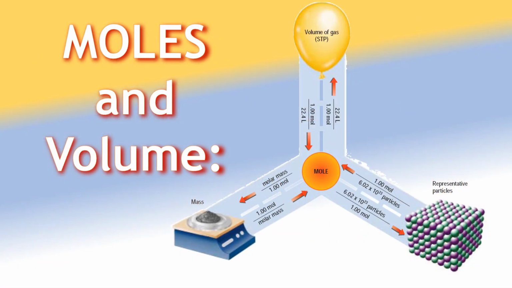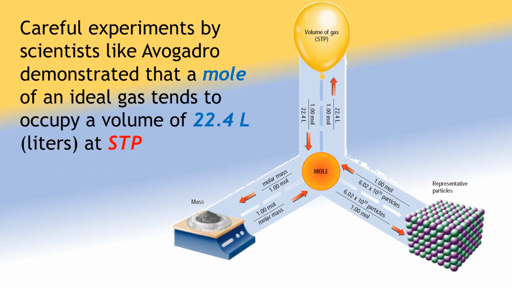Now let's turn to a slightly different matter, which is volume. Remember, in the first semester, we looked at gas laws, and we talked about an ideal gas and how it occupied a certain volume at STP. And careful experiments by scientists like Amedeo Avogadro demonstrated that if you have 1 mole of a generalized ideal gas, it tends to occupy the same volume no matter what kind of gas it is. Doesn't matter if it's hydrogen gas, oxygen, carbon dioxide. At STP, it will tend to occupy a volume of 22.4 liters.